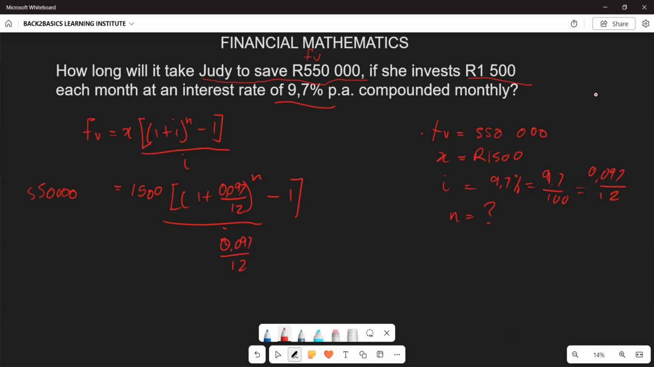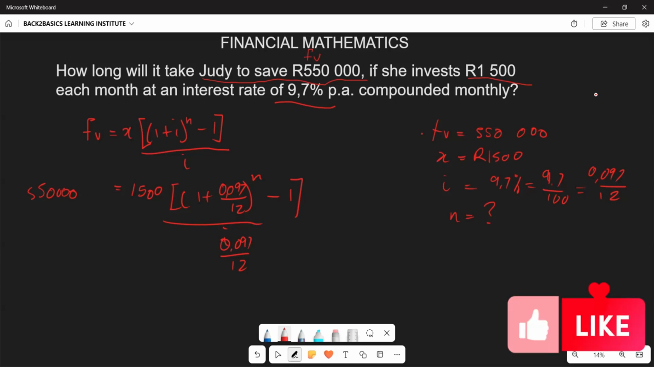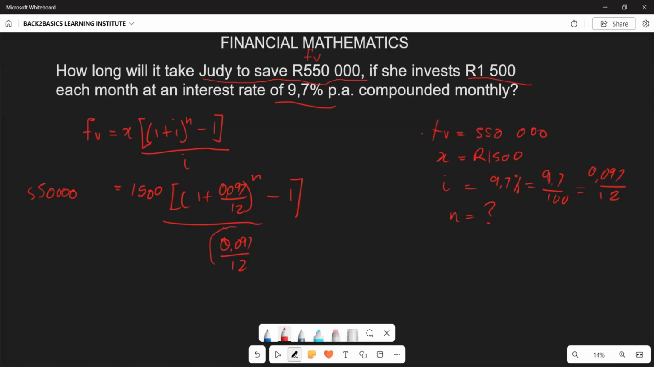Now let's continue and see what we can do. I know most of us tend to struggle here, but what you can simply do is take this value, start with it, and multiply it with the 550,000. If you multiply it, what you are going to get is basically 4,445.83. Please do not round off to any decimal place as yet. Then we continue on this side.